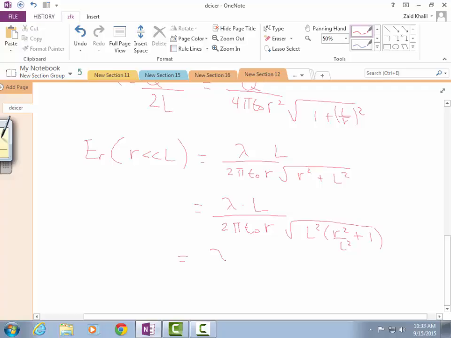And so this is equal to lambda over 2 pi epsilon 0 R. And then the square root of L squared becomes the L. And then you have the square root of 1 plus R over L squared. And what happens? The L's cancel out. And then what happens in the limit?